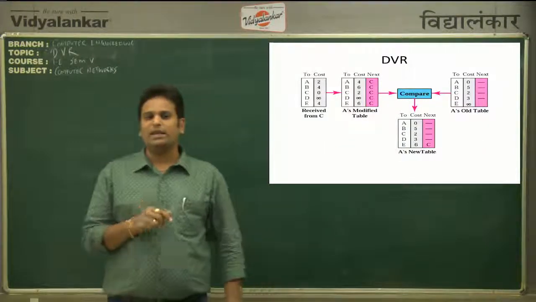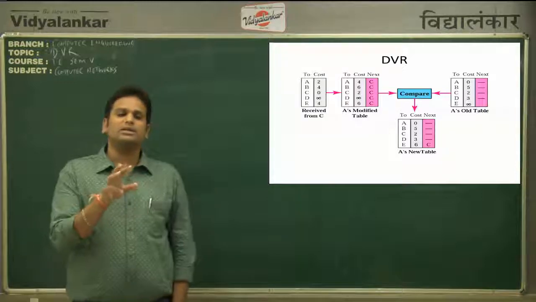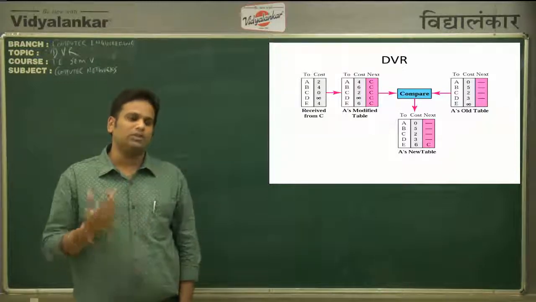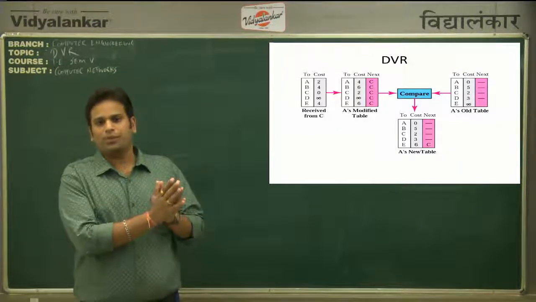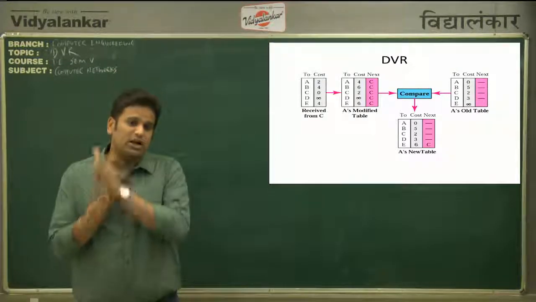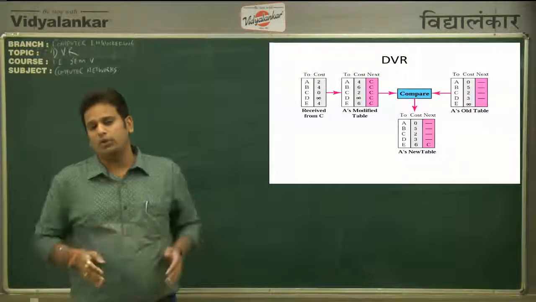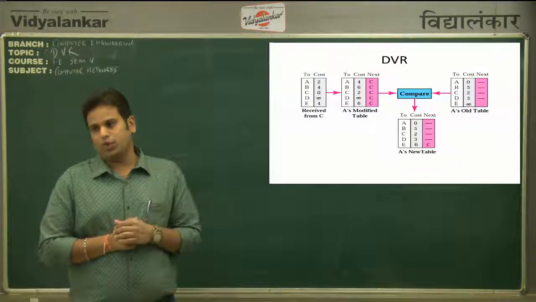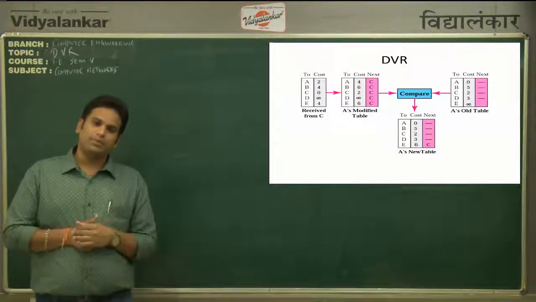So in the second example, in the next slide, what you can see is A has received a routing table from C. A has its old table. Now from C's routing table, it will create a new routing table known as A's modified table. So in A's modified table, everywhere you can see the next hop is C.